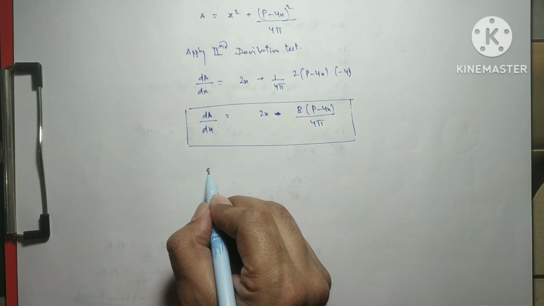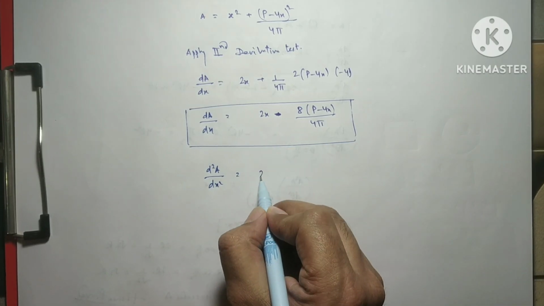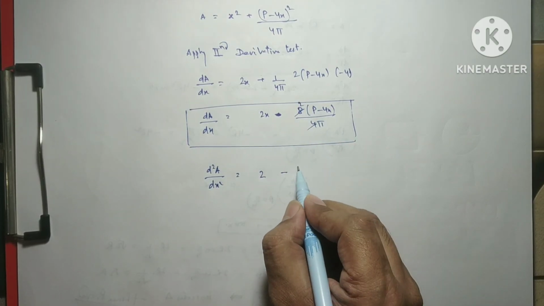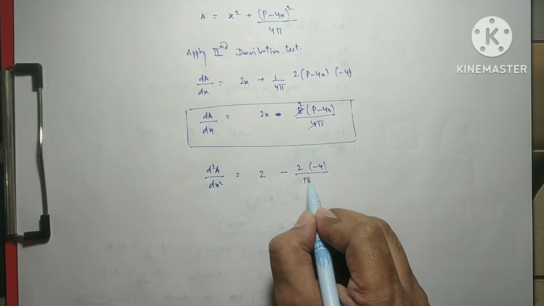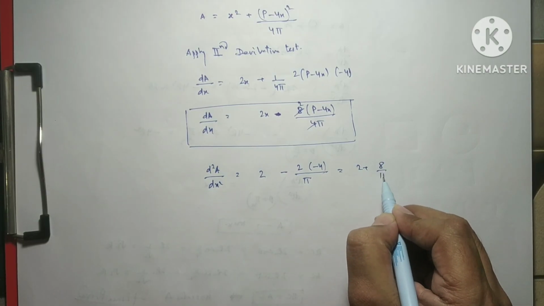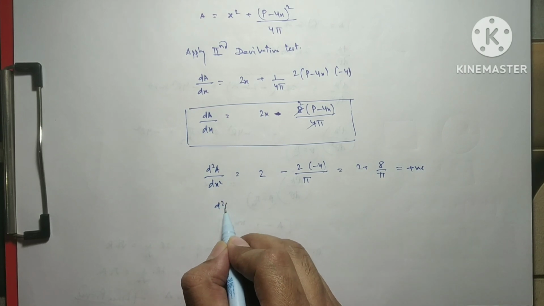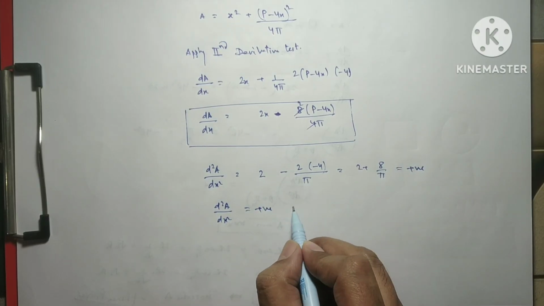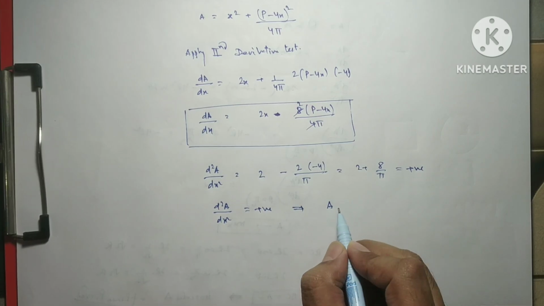Now the second derivative, d2A over dx square, will be 2, and the minus cancels out, so 2 and minus 4 divided by pi, giving 2 plus 8 over pi. So overall it is positive. So the second derivative is positive. That indicates the sum of areas of both figures is minimum.